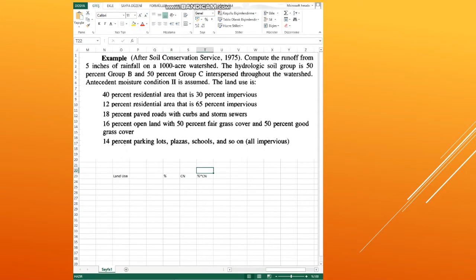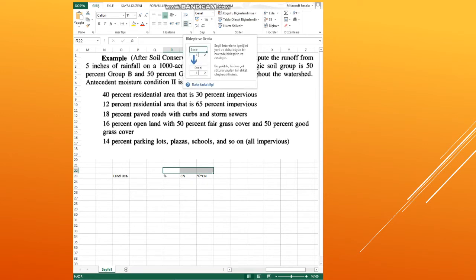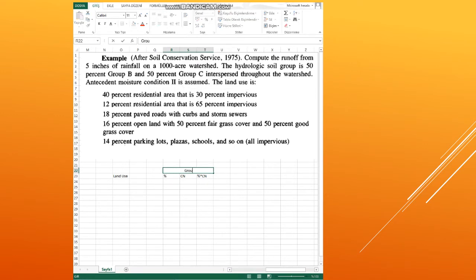This is for soil group. We have group B for this one, and then we have the same thing, percentage and curve number, and let's multiply these two parameters, and then group C. So we have group B and group C. Let's write it in this form.